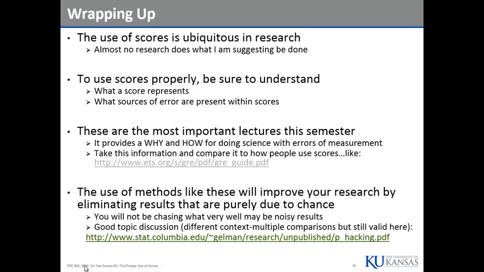Another interesting thing: there's a good blog. There's a statistician, political scientist named Andrew Gelman, at Columbia, and he has this thing he gets on, which is something called p-hacking. I can't open it because I haven't agreed to Adobe's user license in this account.